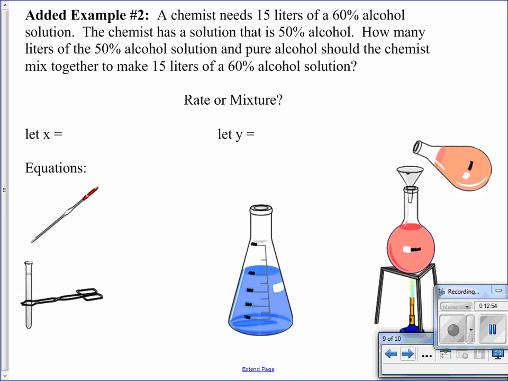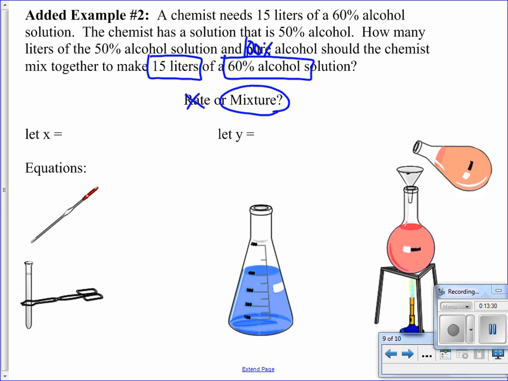So let's take a look at this one. A chemist needs 15 liters of a 60% alcohol solution. The chemist has a solution of 50% alcohol. How many liters of the 50% alcohol solution and pure, or 100%, alcohol solution should the chemist mix together to make 15 liters of a 60% alcohol solution? Doesn't sound like there's any rate in here. This sounds all mixture. And I need a total of 15 liters and a mixture of 60%.